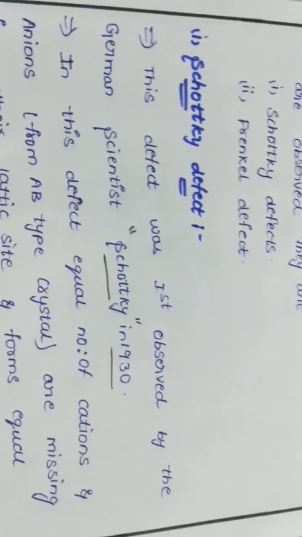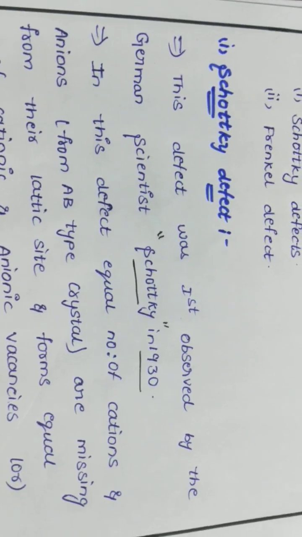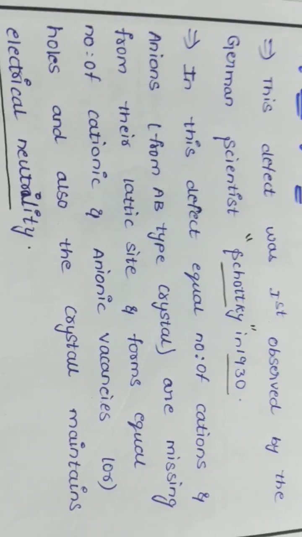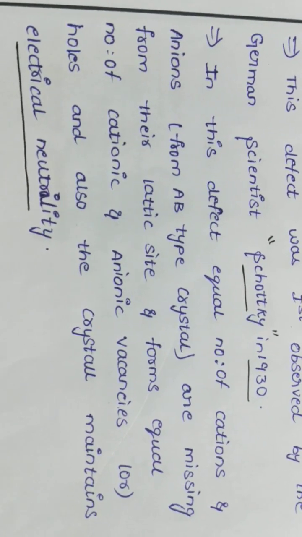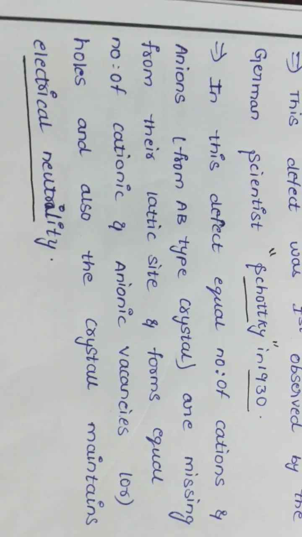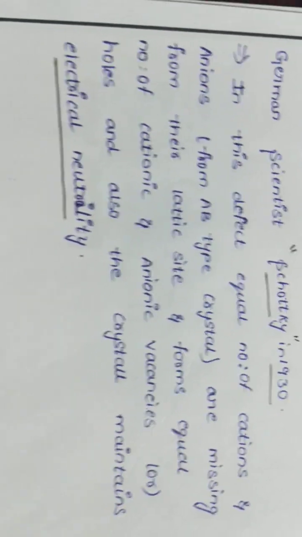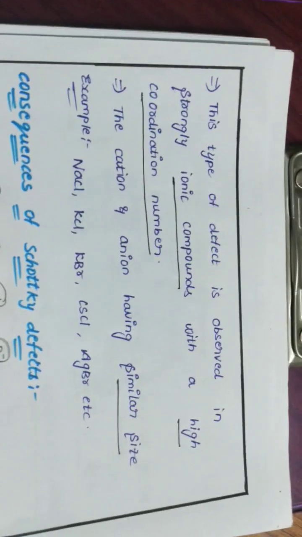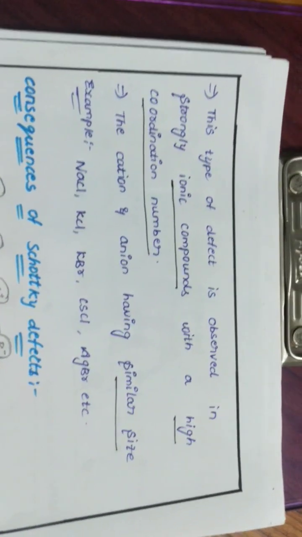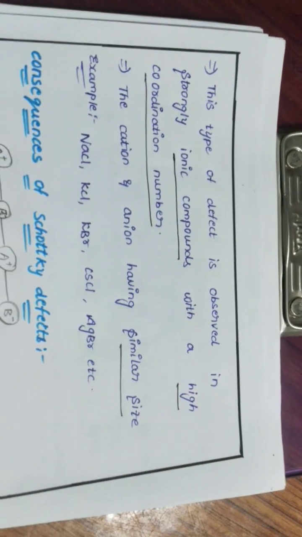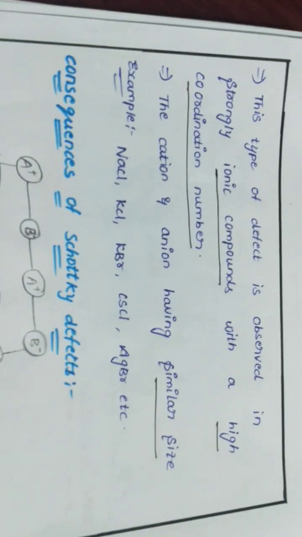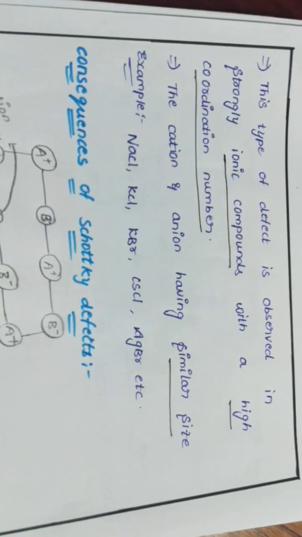Schottky defect. This defect was first observed by the German scientist Schottky in 1930. In this defect, an equal number of cations and anions are missing from their lattice sites and form an equal number of cationic and anionic vacancies or holes, and the crystal maintains electrical neutrality. This type of defect is observed in strongly ionic compounds with a high coordination number, where the cation and anion are similar in size. Examples: NaCl, KCl, KBr, CsCl, AgBr, etc.